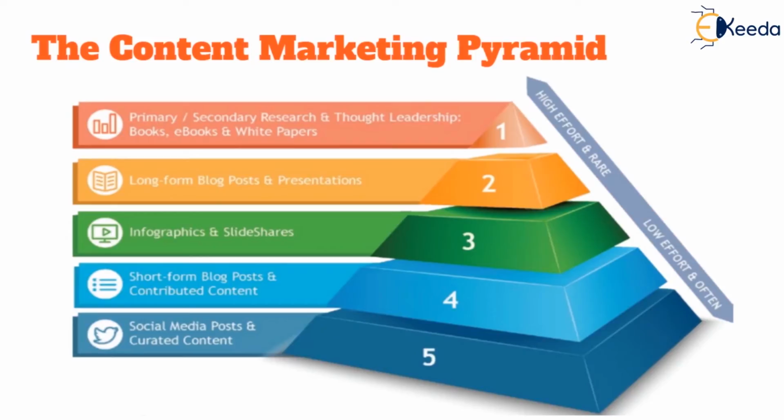So these are not something which can be published with utmost regularity, like multiple times in a day or multiple times in a week. Such posts can be published maybe once a month, or twice, or 4 times a month. That's about it. Then you have the most effort-consuming, time-consuming, resource-consuming type of content, which is books, ebooks, white papers, primary or secondary research and thought leadership content. These are created over a period of weeks or months, and cannot be published with high regularity.